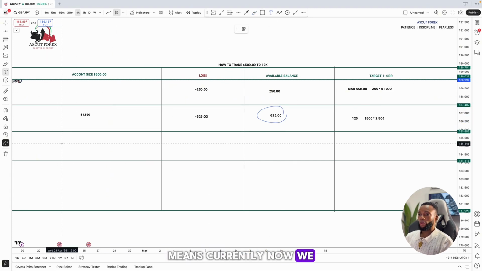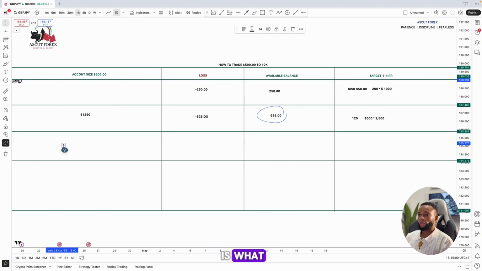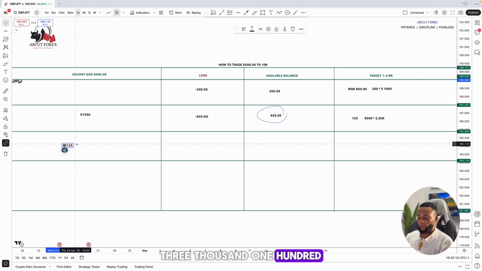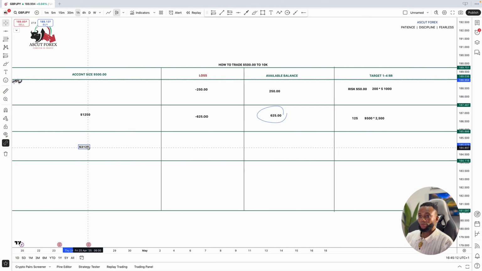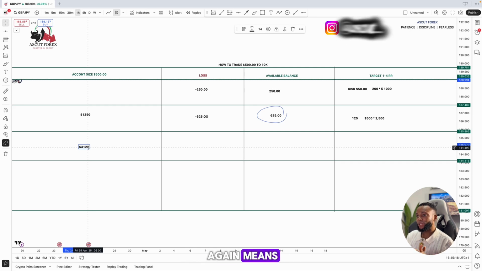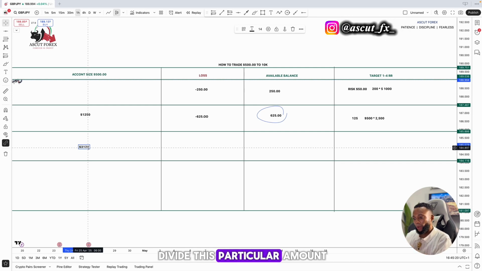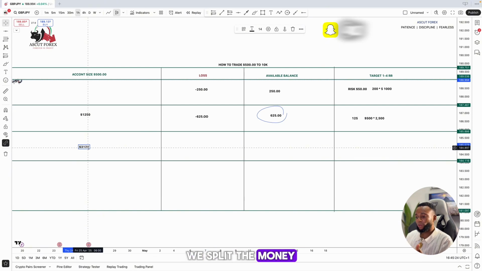Means currently now our new balance is $3,125. This is our new balance, $3,125. Remember, we are still doing the same thing again. We are going to divide this particular amount of money now by 2. We'll split the money by 2.